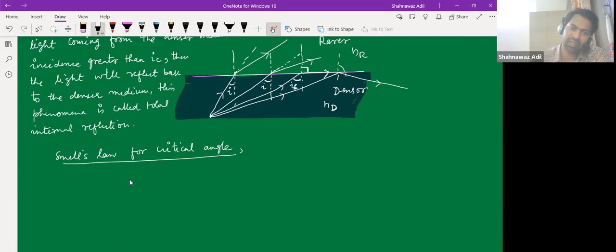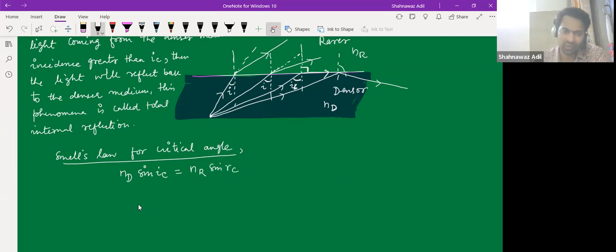For the critical angle, what would be Snell's law? We are going from this medium to this medium, right? So what would be the Snell's law? N_T into sine IC. This is equal to N_R and sine RC, right?